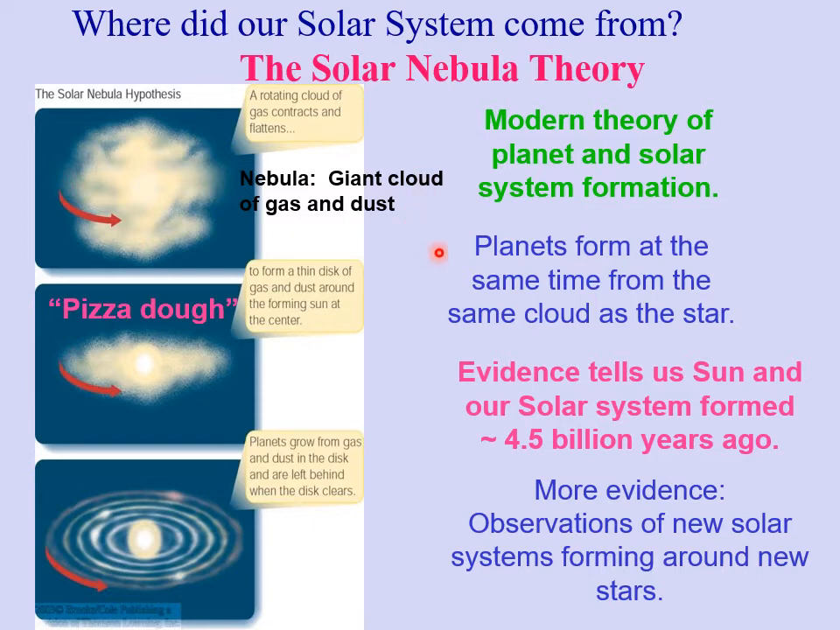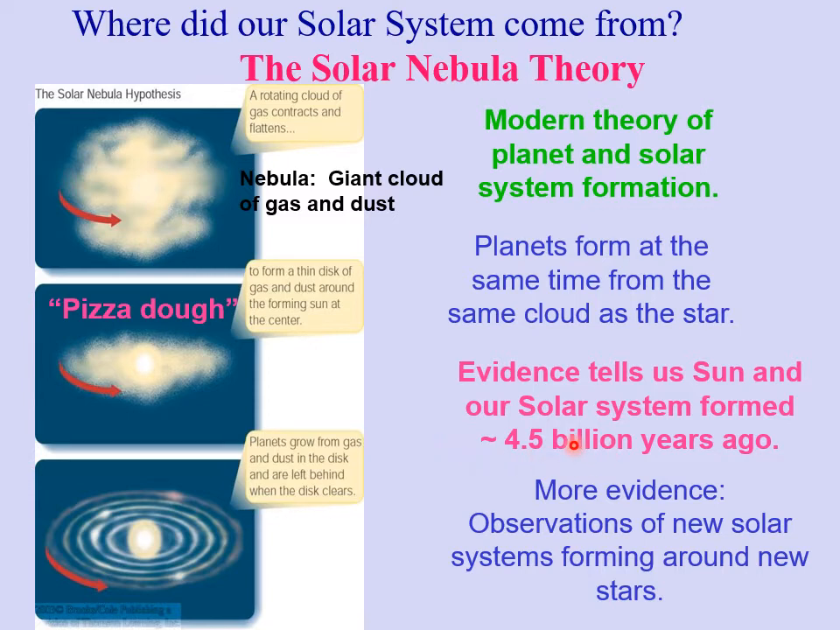The idea is that planets form at the same time from the same cloud as the star. So what this tells us is that our sun and all of the planets in our solar system all form together from the same nebula of gas and dust. And evidence tells us that the sun and all the planets in our solar system formed about 4.5 billion years ago. So that is actually the age not only of our solar system, but this is also the age of our Earth.